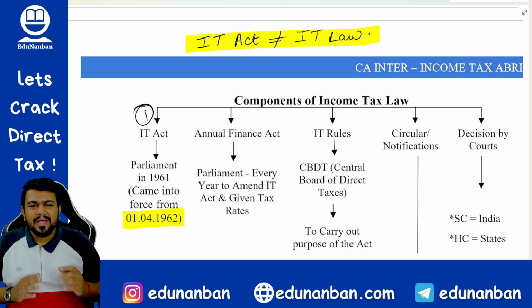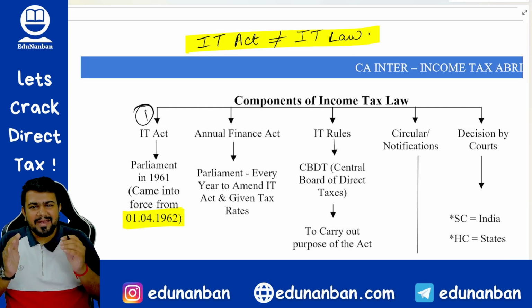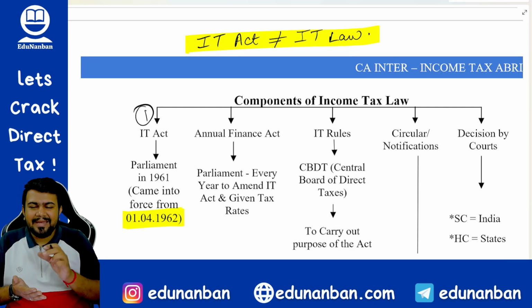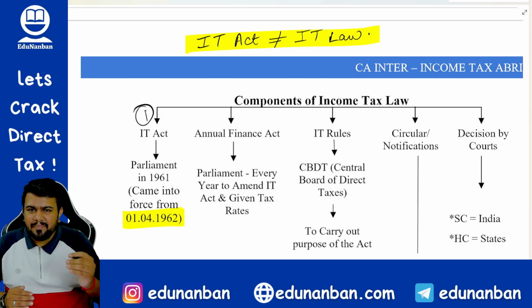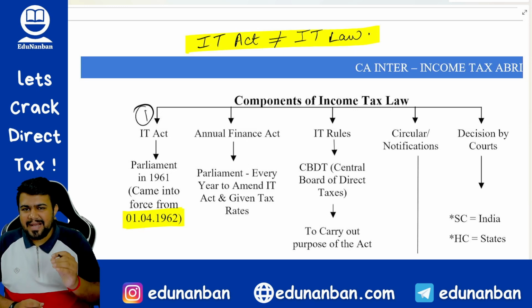In the previous class we had discussed income tax law. I had told you that income tax law and Income Tax Act are not one and the same. Income Tax Act is only a part of income tax law, and income tax law is a much wider term and has other parts also. The first and major part is the Income Tax Act.